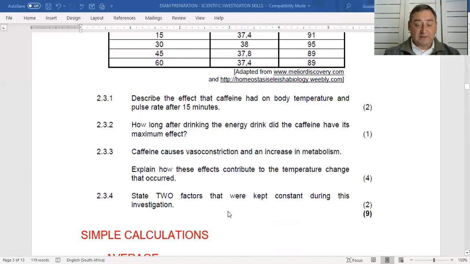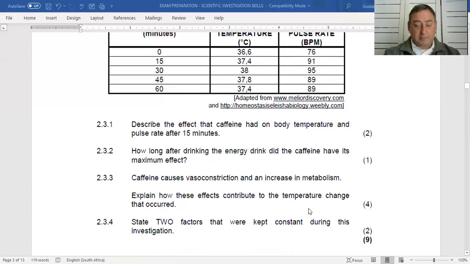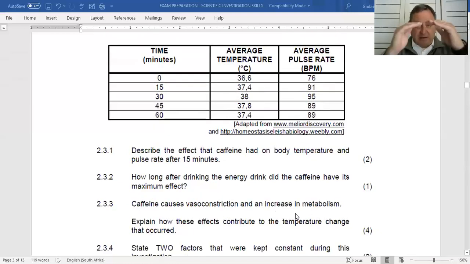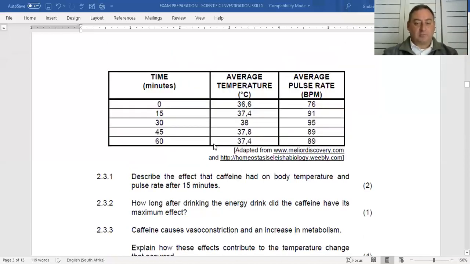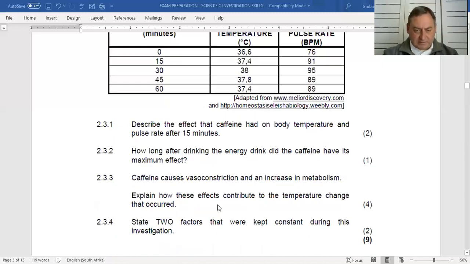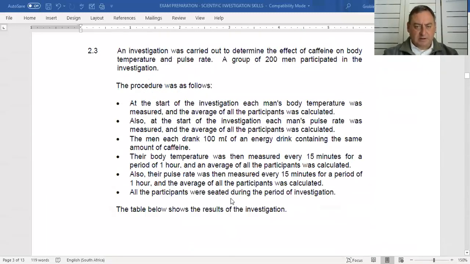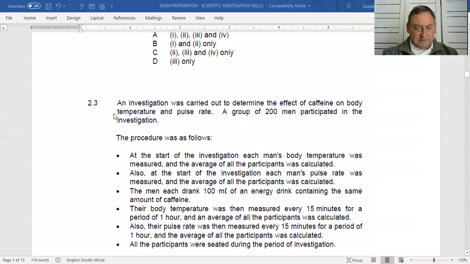State two factors that were kept constant. That is how we work in science. We keep everything constant, and we just change the thing that we're testing. In this case, we were testing caffeine. So what was kept constant in this case? Let's go read here, because the answer will be here. They're asking us to read and to see what was kept constant.